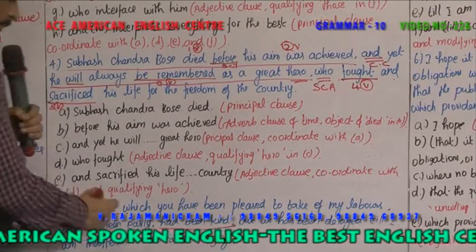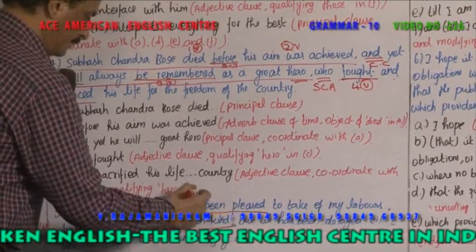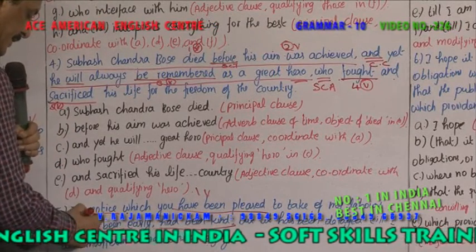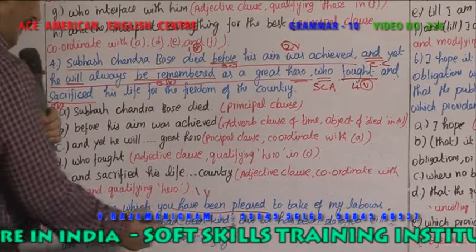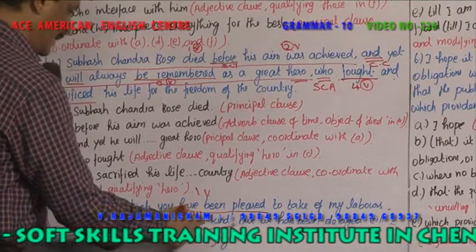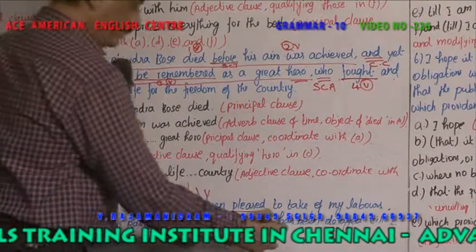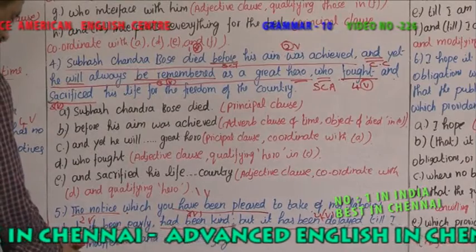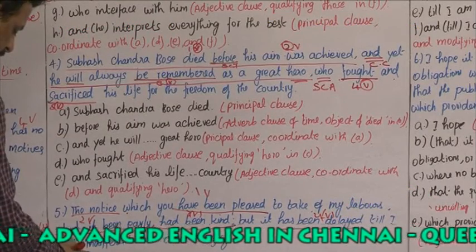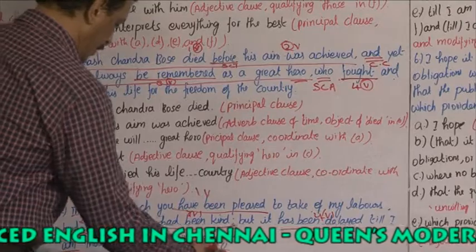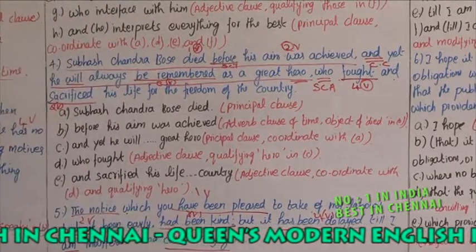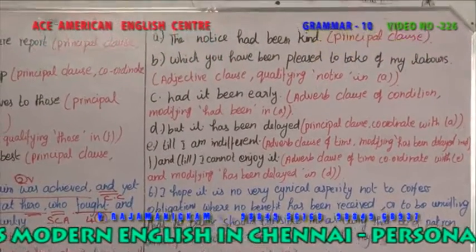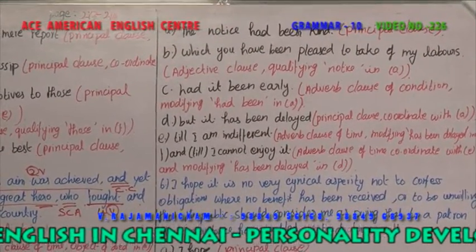So how many verbs are there? You have been pleased. This is one verb. Any other verb? Had it been. So this is the second verb. Any other verb? Had been kind. This is the third verb. Any other verb? It has been delayed. Has been delayed is the fourth verb. Any other verb? Till I am. Am is a verb. So it is the fifth verb. Any other verb? Cannot enjoy is the sixth verb. So you should have 6 sentences. See here, 1, A, B, C, 3, D, E, F. How many sentences are there? 6 sentences are there, 6 verbs are there, right?